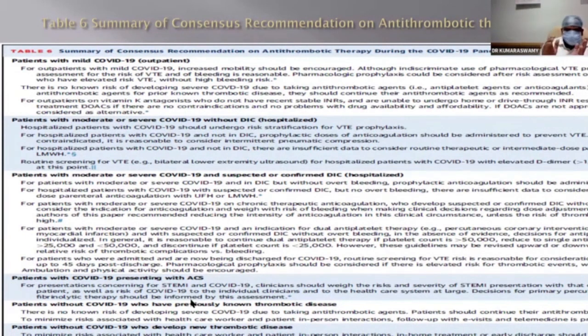You can always continue. And VT prophylaxis depends upon the VT risk score. If they have immobility, as I already mentioned, you can always start VT prophylaxis at home also. If there are no VT risk factors, there is no need to give VT prophylaxis at home in mild cases, house quarantine patients. Next is moderate, severe COVID patients without a DSC.